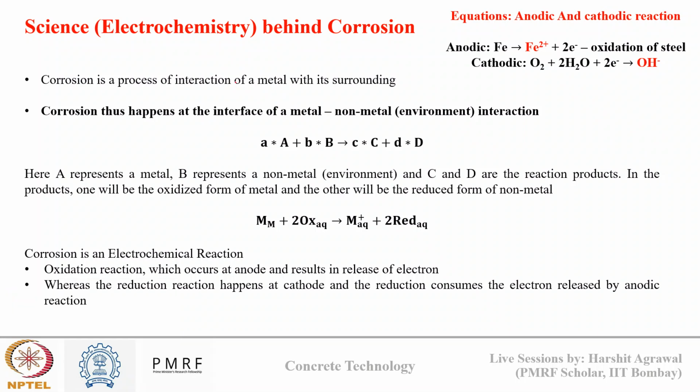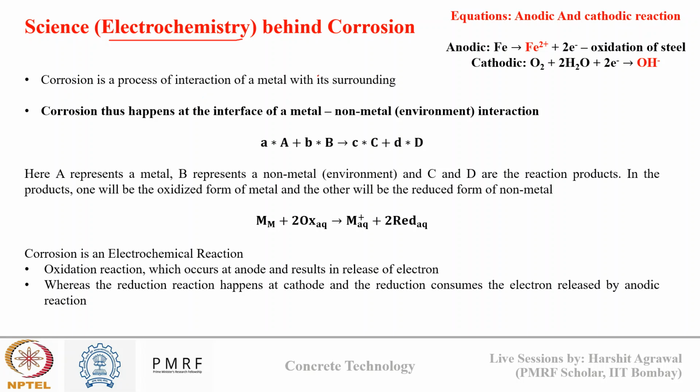Okay, so what do we mean by electrochemistry? Electrochemistry means a chemical reaction or a group of chemical reactions which involves electron movement. Like corrosion, it is an interaction of metal with its surrounding, and it is an electrochemical reaction which is happening at the steel surface.